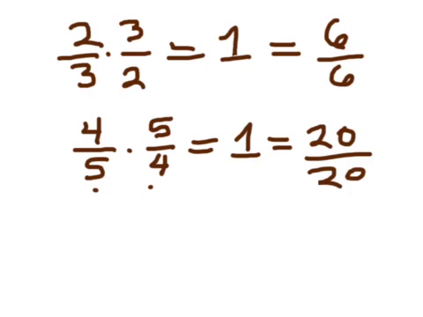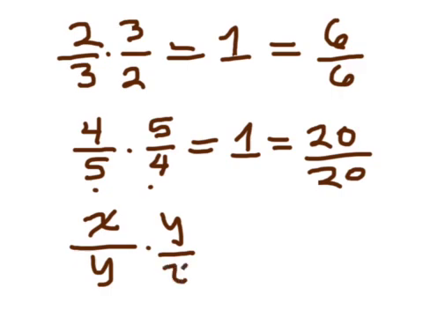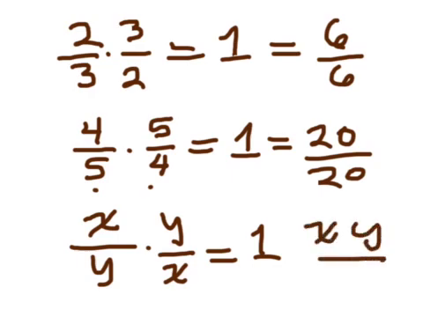You could even generalize and say if you had some number x divided by some other number y, the inverse of that would be y over x. Because when you multiply, you'd get xy in the numerator, and in the denominator you get yx. And that really is the same as 1, because the numerator of the fraction is the same as the denominator. When that happens, the answer is always 1.